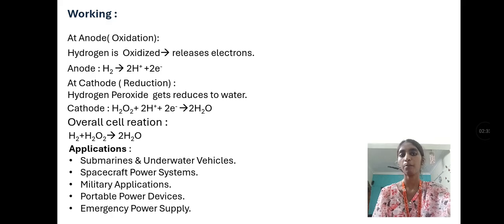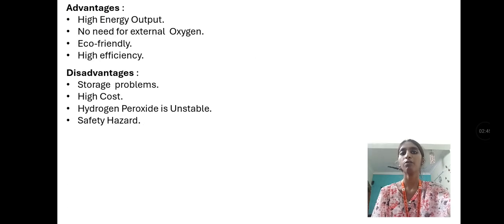Applications are submarines and underwater vehicles, spacecraft power systems, military applications, portable power devices and emergency power supplies. Advantages are it has high energy output, no need for external oxygen, it is eco-friendly, and it has high efficiency. Disadvantages are storage problems, high cost, hydrogen peroxide is unstable, and safety hazard.